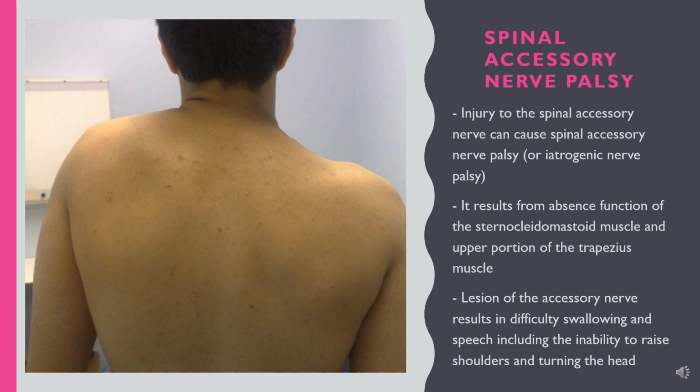Injury to the spinal accessory nerve can also cause spinal accessory nerve palsy, or iatrogenic nerve palsy. It results from absence of function of the sternocleidomastoid muscle and the upper portion of the trapezius muscle. Lesion of the accessory nerve results in difficulty swallowing and speech, including the inability to raise shoulders and turn the head.